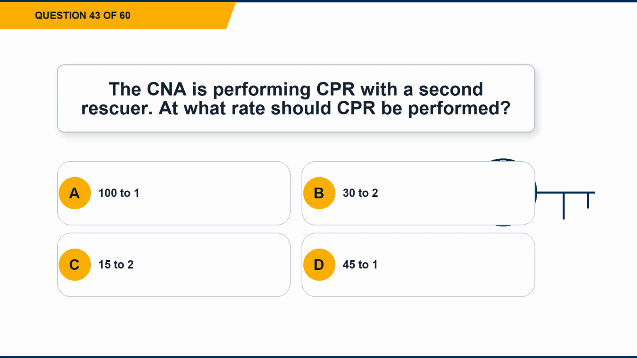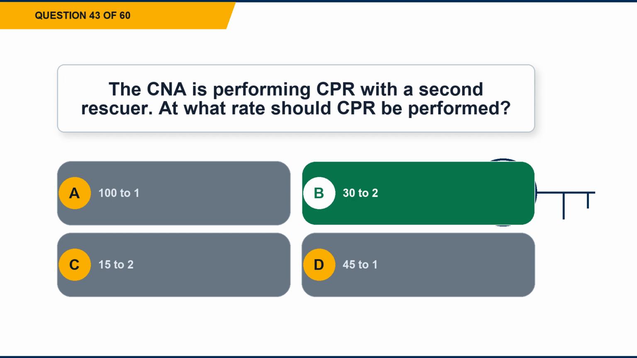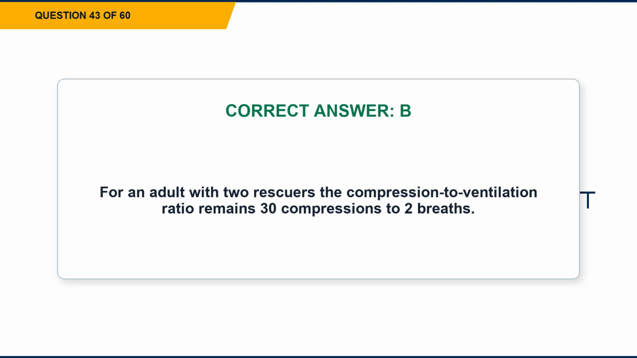Question 43. The CNA is performing CPR with a second rescuer. At what rate should CPR be performed? Option A, 100 to 1. Option B, 30 to 2. Option C, 15 to 2. Option D, 45 to 1. The correct answer is option B, 30 to 2. Explanation. For an adult with two rescuers, the compression to ventilation ratio remains 30 compressions to 2 breaths.